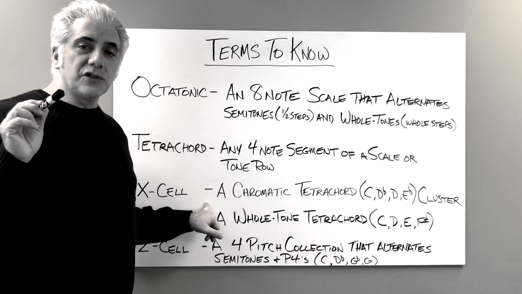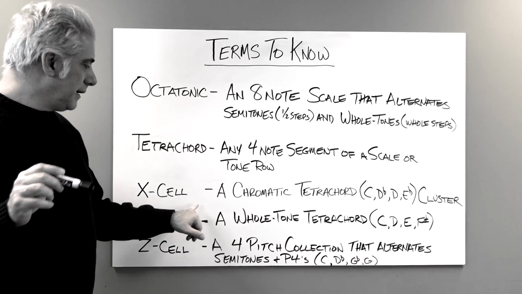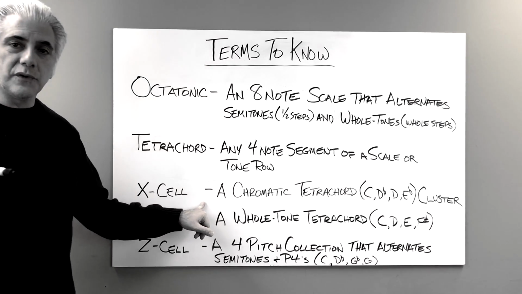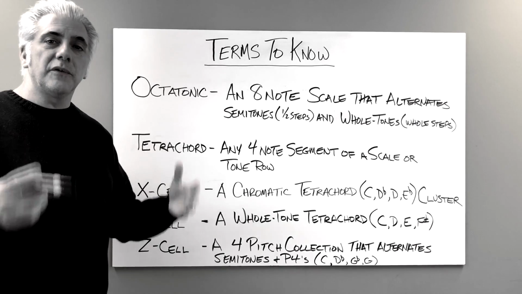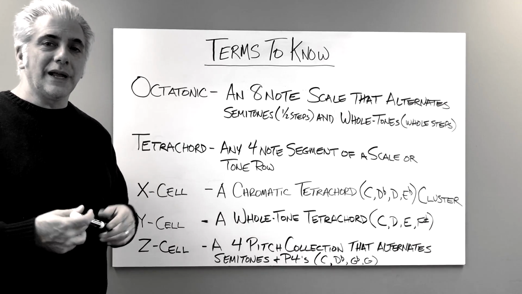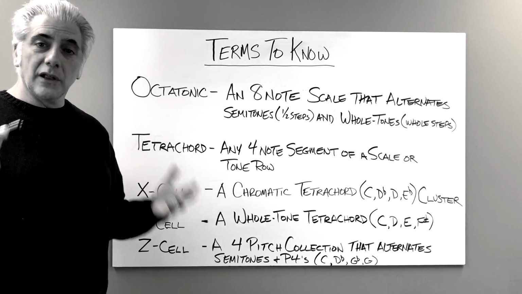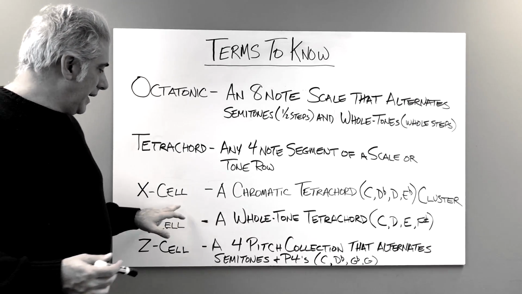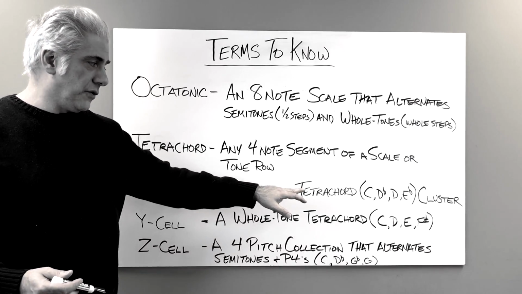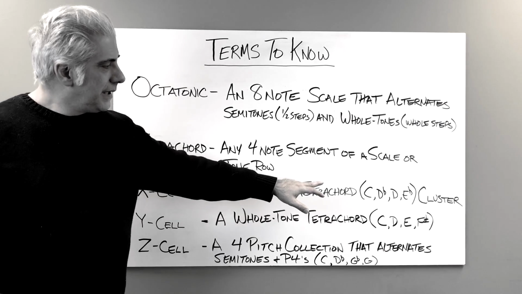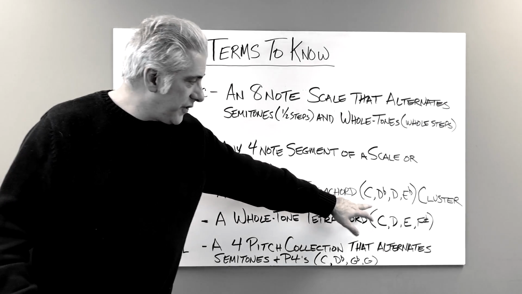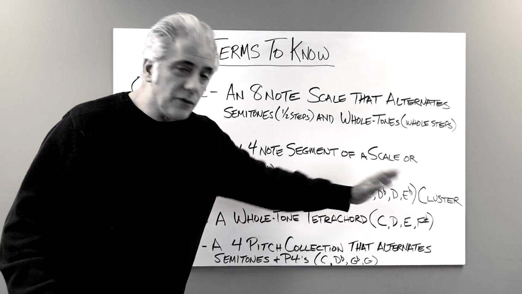The next term is an excel. Excel is a term that was used back in the mid-20th century when atonality started to become in vogue in the early 1900s, and it was a way to do analysis of things like clusters. So an excel is a chromatic tetrachord, right? 4-note scale. In this case, for example, C, D flat, D, E flat, or a cluster.